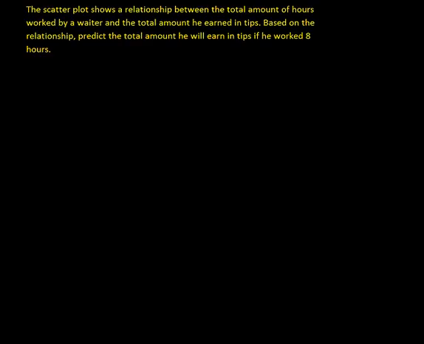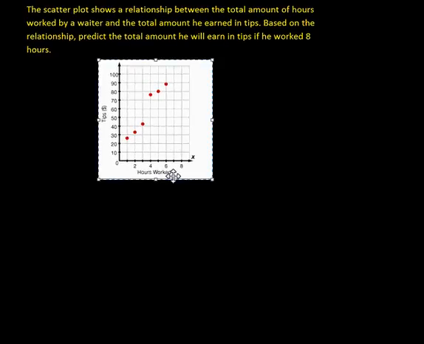So we're going to try to make sense of this real world example here and see a scatter plot, and see if that scatter plot actually makes sense based on the information. So here's the scatter plot. And look, if we look on the horizontal axis, you see the hours worked. And if you look on the vertical axis, you see the total tips earned.